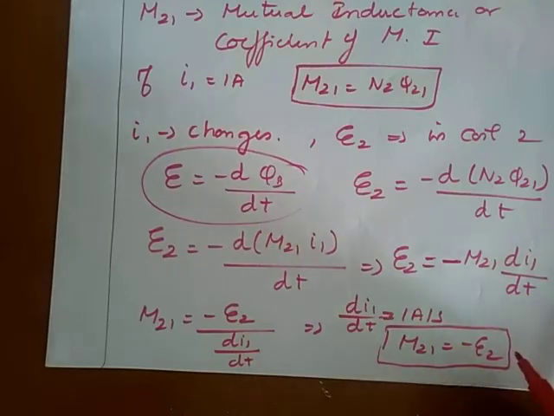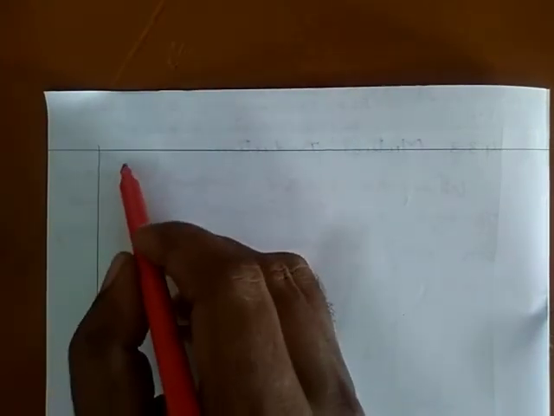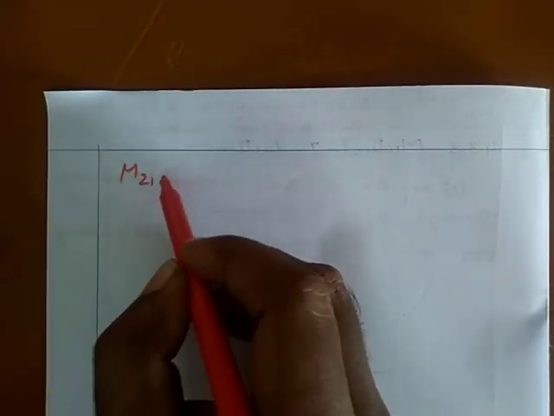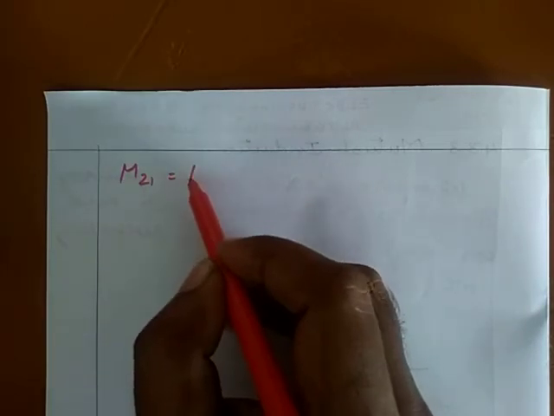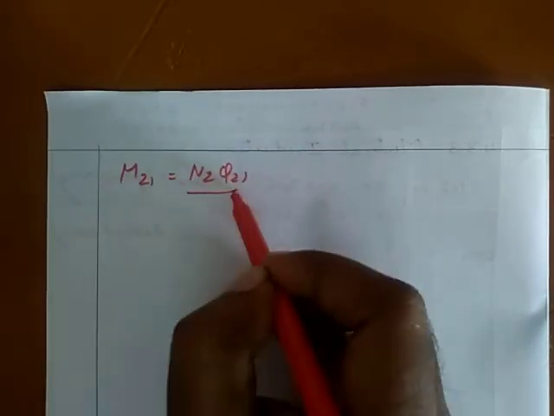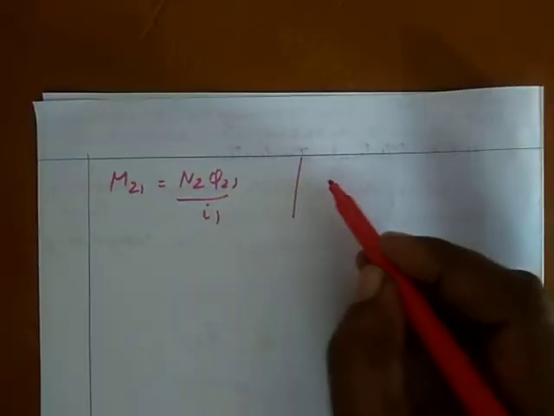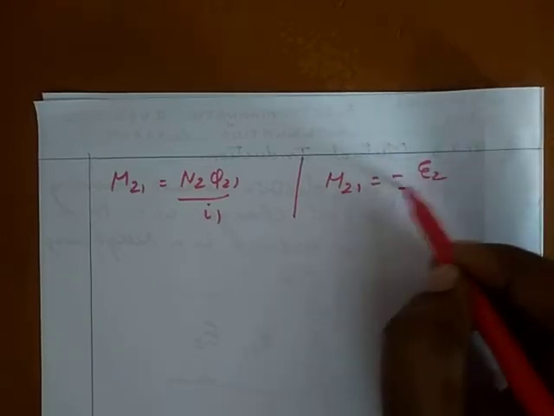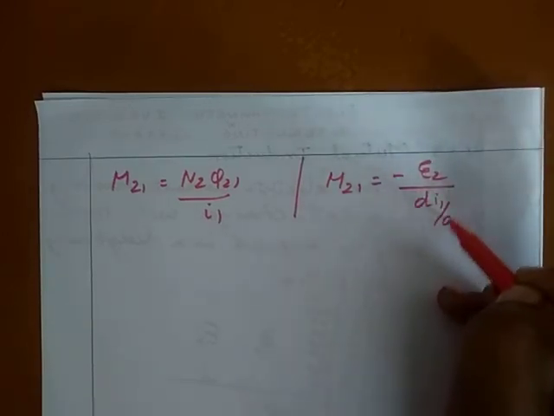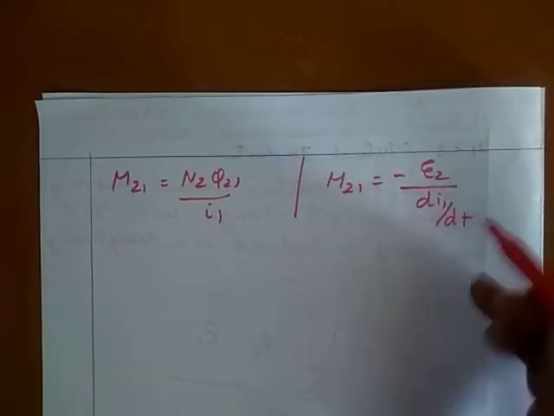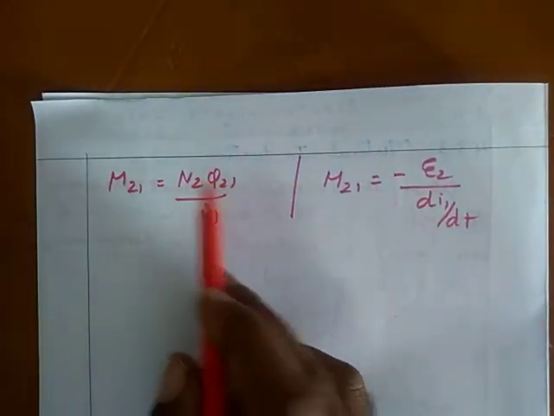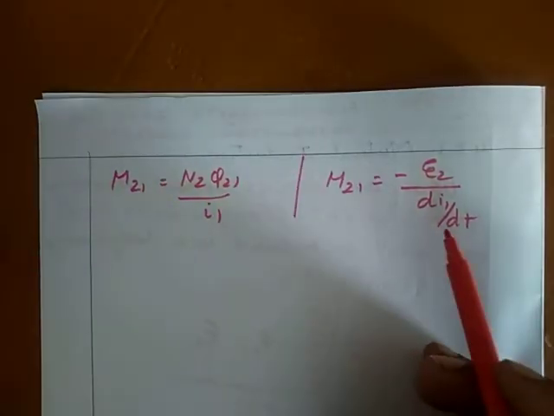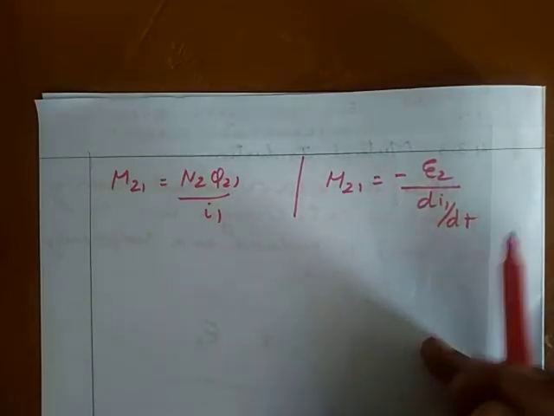I define through this equation. Okay, it is an easy one. We found two equations for mutual induction, that is M21 is equal to N2 phi 21 by I1. One more one is M21 is equal to minus psi 2 by di1 by dt. Okay, using this expression we can define mutual induction. We can also define mutual induction by using this expression also.